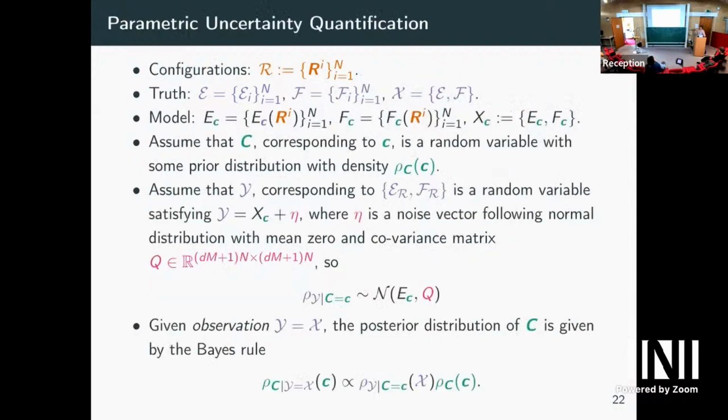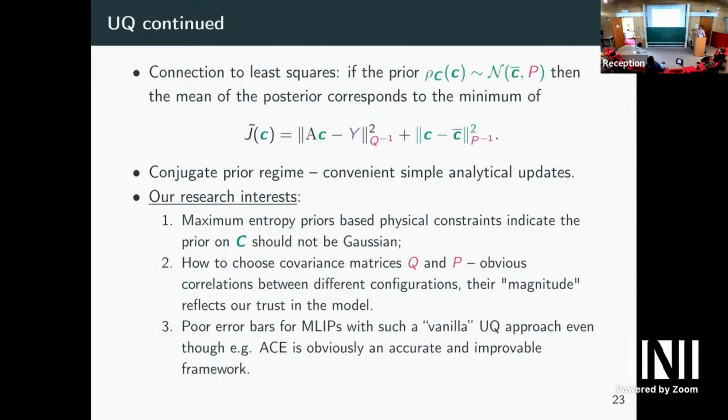Okay, and this is actually, at least in the Gaussian framework, connected to the least squares, because it's well known that if your prior is also a Gaussian with some covariance matrix P, and let's say this is the default set of parameters that you somehow know, then the mean of the posterior will be the minimum of what's called the regularized least squares problem. It's what's called the Tikhonov regularization, I believe. And the idea is that you nudge your least squares towards what you know about the problem.